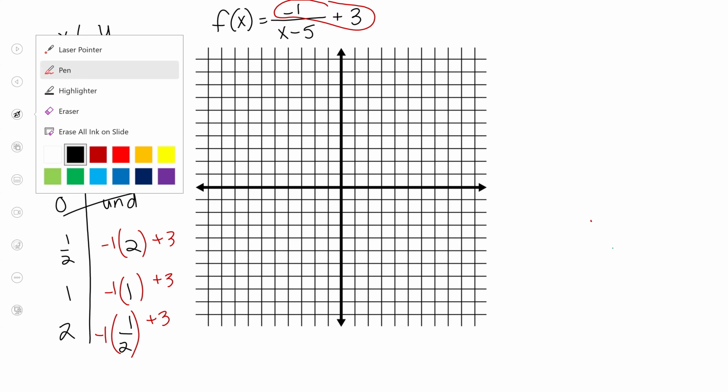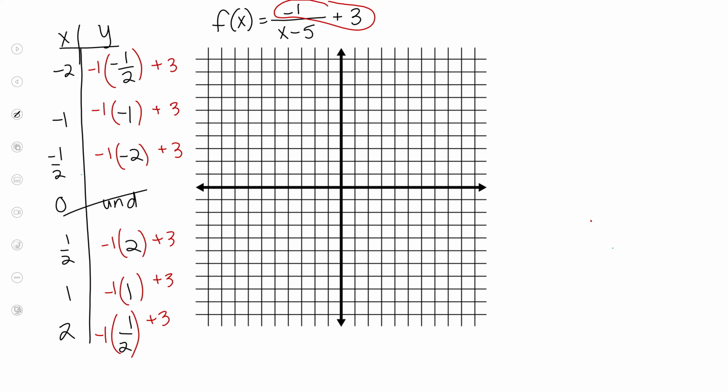The only thing that will affect my x values is this right here. And what happens here? It went to the right 5. If it's right, I'm going to add 5 to this side of the table. These are the x values.